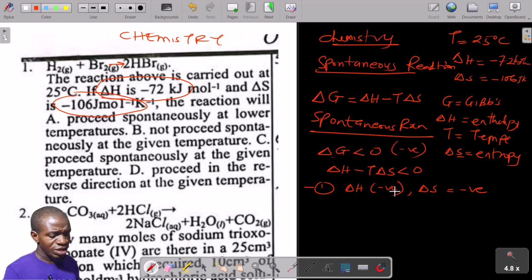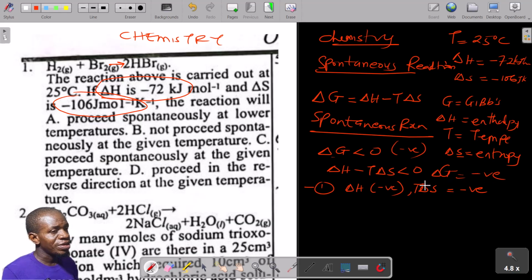But for this condition to be possible, what did I say? Let me say T delta S, because this delta S always comes with your temperature. So when you combine T delta S, at a lower temperature, your T delta S must be less than your delta H. So when we combine delta S with the temperature, the value we get is supposed to be less than this. And at that point, my delta G will be negative.